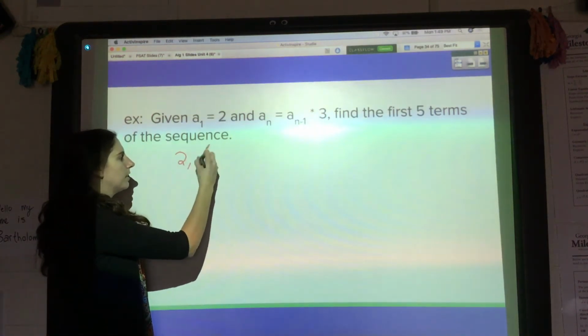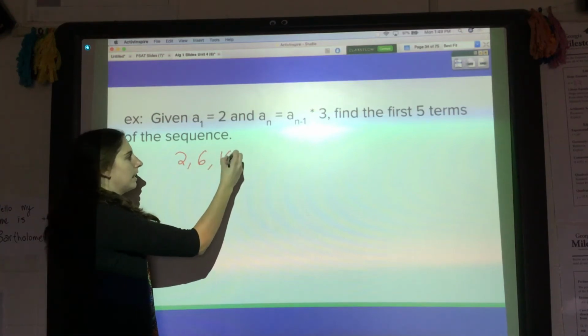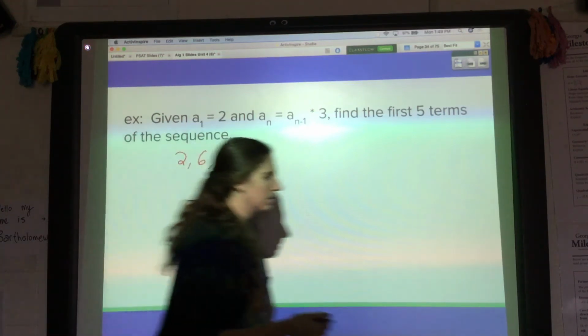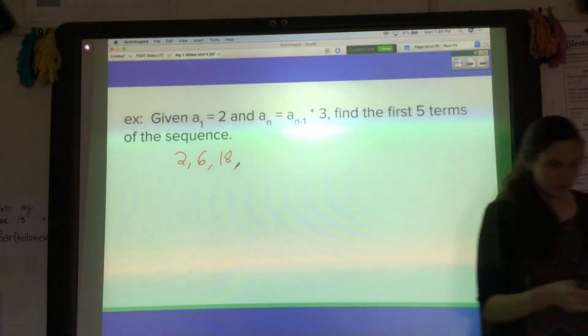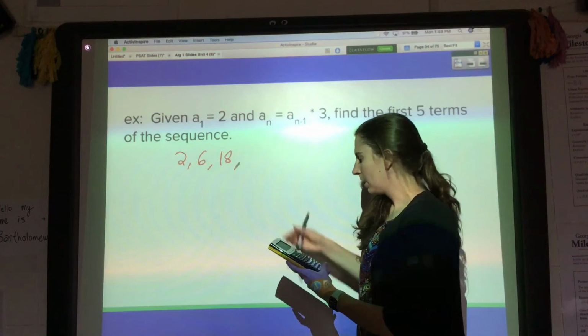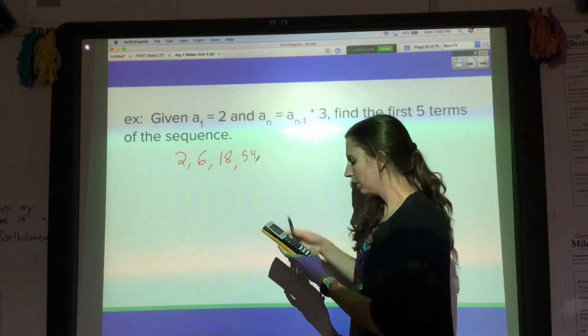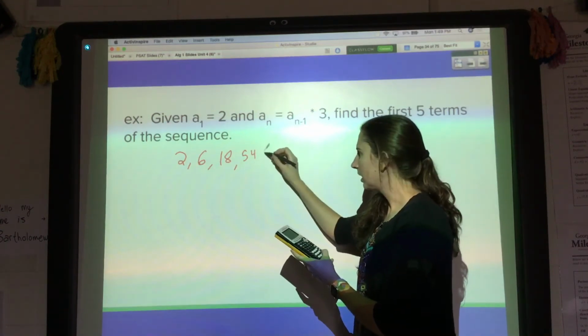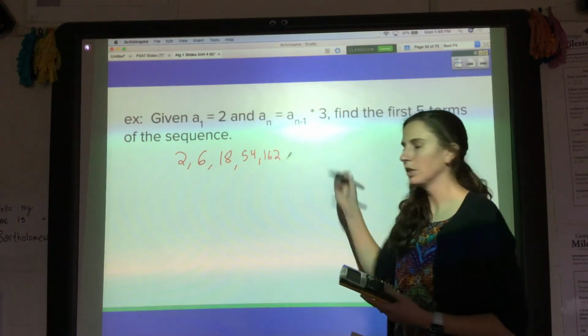So 2 times 3 is 6. 6 times 3 is 18. 18 times 3, I'm not exactly sure. Let me just make sure. Is 54, and then 54 times 3 is 162. And there's the first 5 terms.